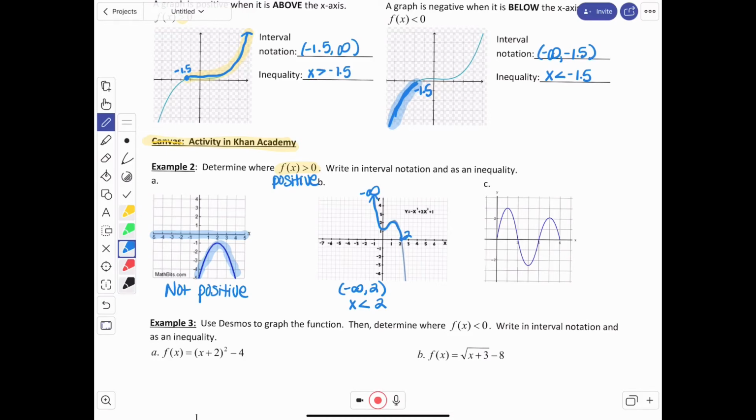Okay? So there's B. Now for C, it's positive in 2 places. It's positive from here to here. Okay? So 0 to 2. So let's go ahead and write this one. So 0 to 2. And if we write this as an inequality, we would do 0 is less than x is less than 2.